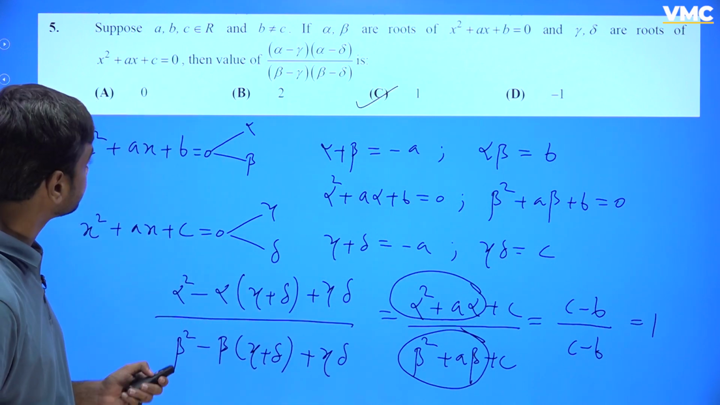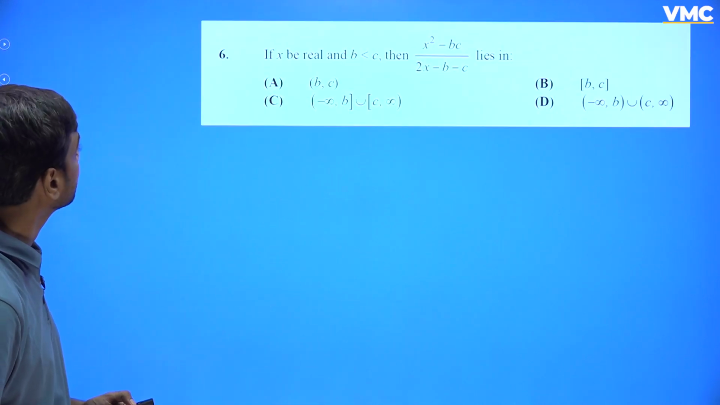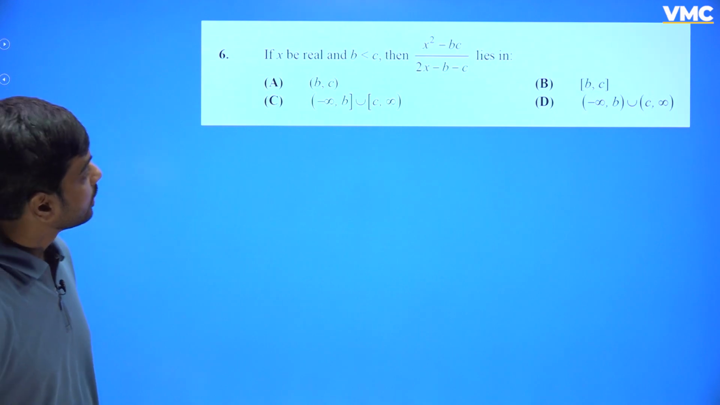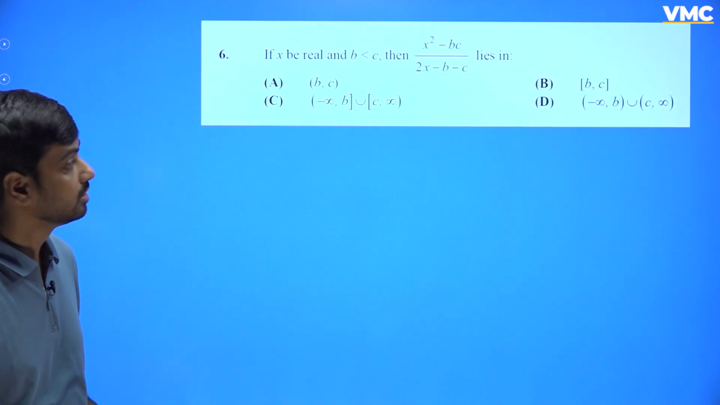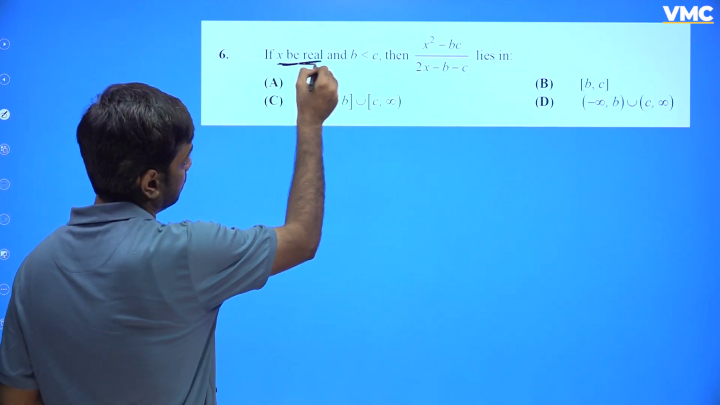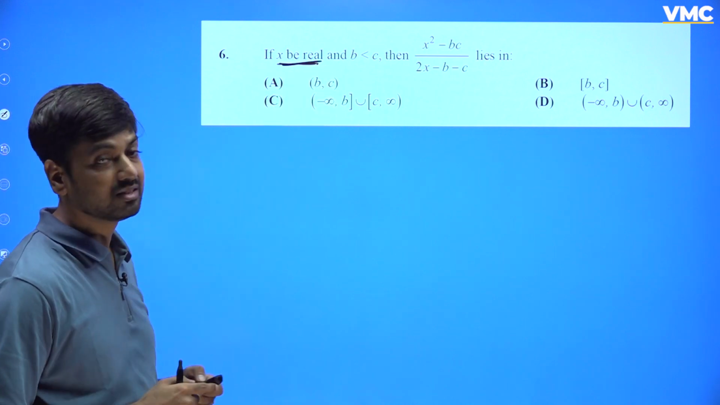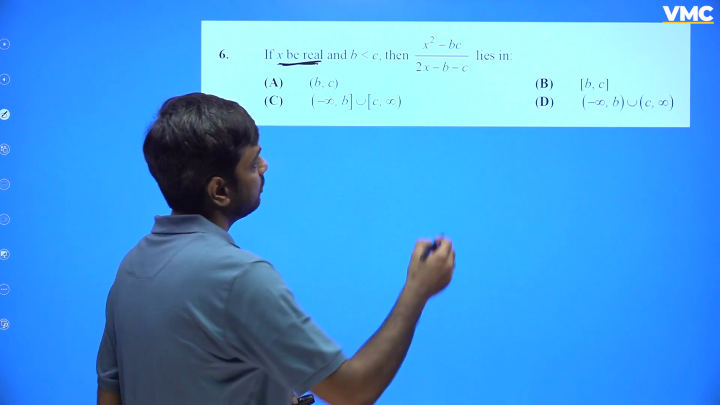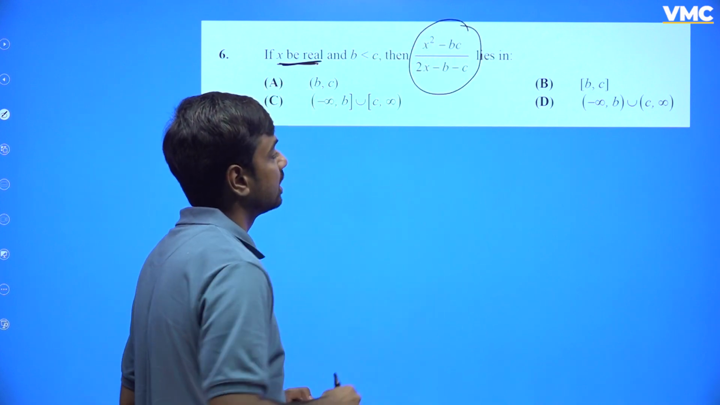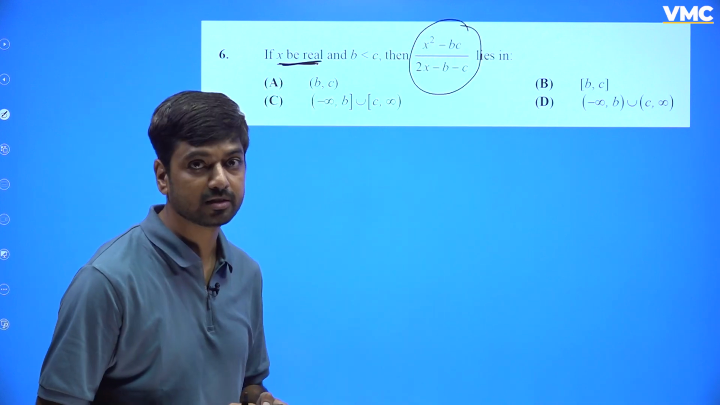Move to the next question. Right. So in question number 6, if x is real, this is the important line here. If x is real and the value of b is less than c, we have to find out the range of this expression, x square minus bc upon 2x minus b minus c.